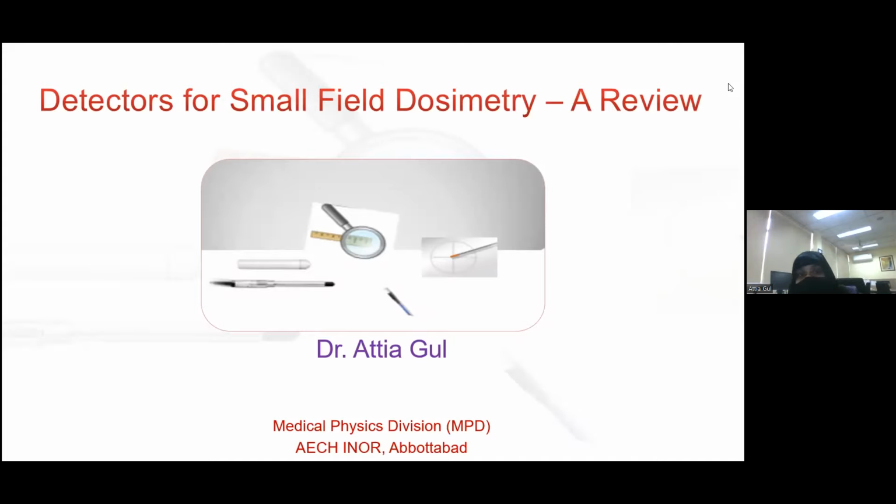Today I'll talk about different detectors used for small field dosimetry. Mainly I'll focus on giving a brief review of different commercially available detectors that can be used in small fields. We will look at conventional detectors and then move towards specialized detectors and their behavior in small fields, advantages, disadvantages, and the implications of using these detectors in small fields. We will see all these aspects in today's talk.